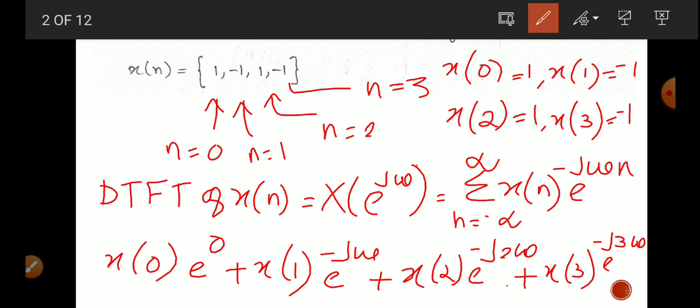Remaining all positions, meaning x of 4, x of 5, etc. up to infinity, and x of minus 1, x of minus 2, etc. up to minus infinity, all samples are 0. So we have only the samples in 0, 1, 2, 3 positions, and we get the equation as x of 0 e raised to 0 plus x of 1 e raised to minus j omega plus x of 2 e raised to minus j 2 omega plus x of 3 e raised to minus j 3 omega. On substituting the values of x of 0, x of 1, x of 2, x of 3 in this equation, we get the discrete time Fourier transform of the input sequence.